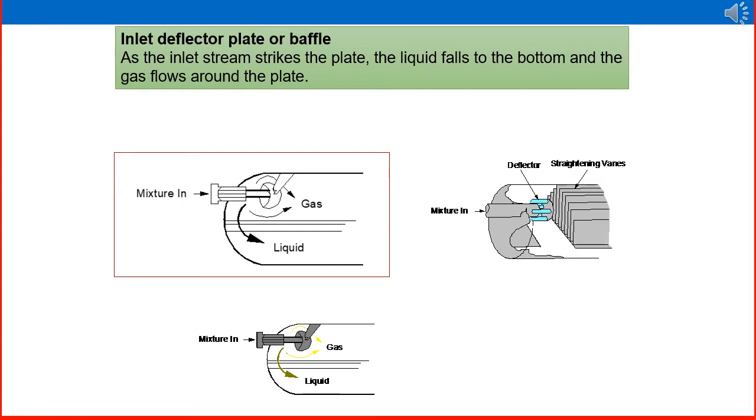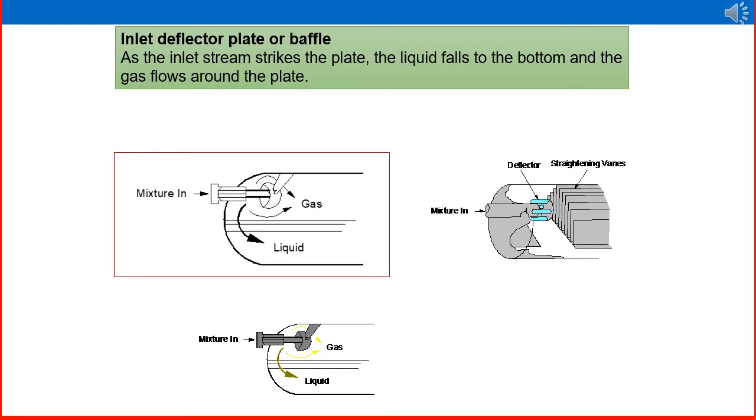Inlet deflector plate or baffle. As the inlet stream strikes the plate, the liquid falls to the bottom and the gas flows around the plate. See, the different pictures are shown here. Mixtures are entering through various inlets. There are different types of inlet deflector plates based on the characteristics and design of the separator, feed rate, velocity, temperature, etc. Depending on the composition of the crude oil, various types of inlet devices are used.